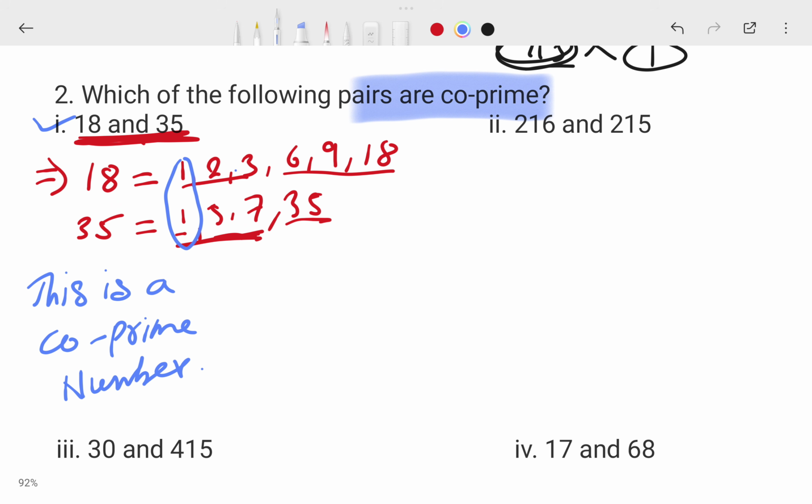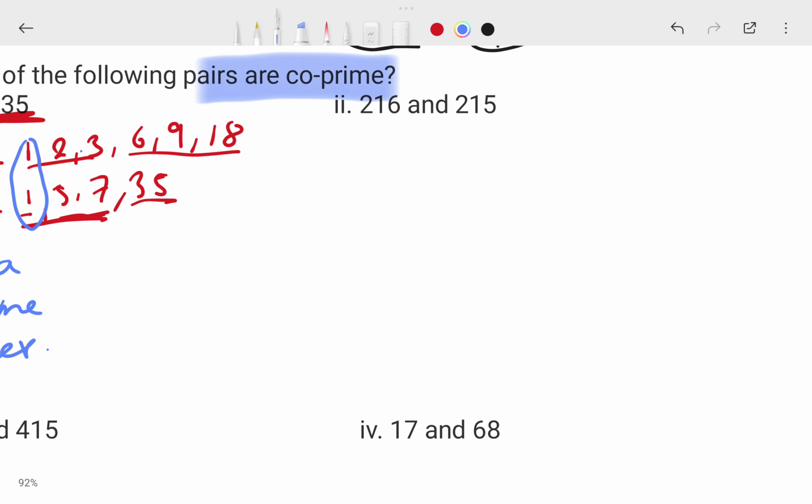Okay, is it clear? This is a co-prime. Now let's check this question. Let's take the factors of 216 and 215. So how can you take the factors? Simply, you can start with 1, that is going to be 216.